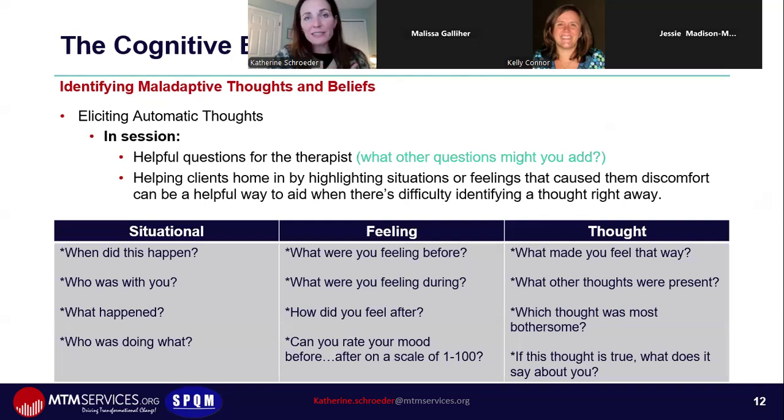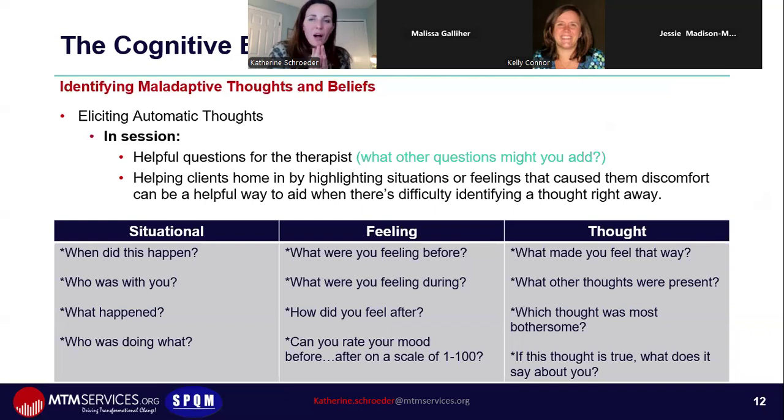Sometimes it's not always easy for the person to get there. They might struggle. Again, it's not easy to bring things outside of the awareness into awareness. So we might want to add in some additional helpful questions. And you can think about what are other questions you might be able to ask that are going to help them home in again on what's the specific automatic thought that was occurring.